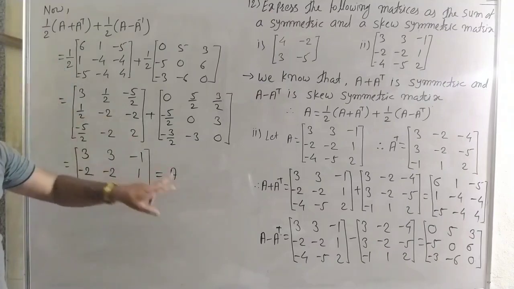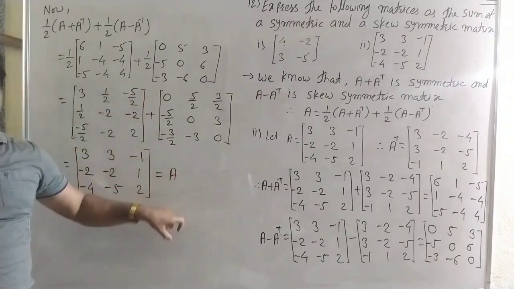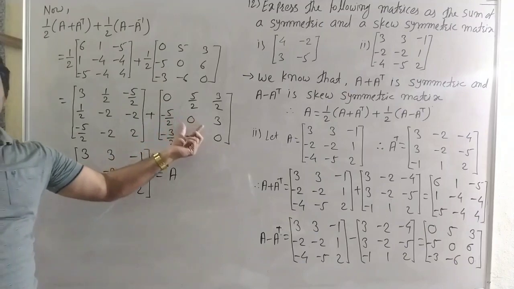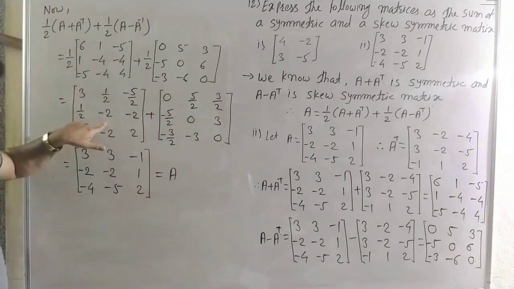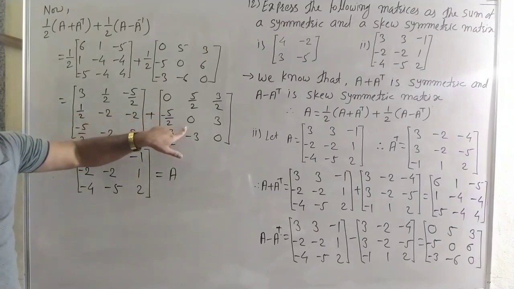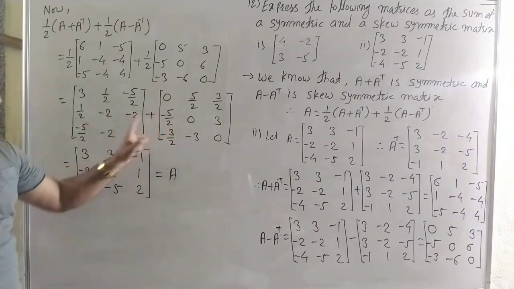That means matrix A is the addition of a symmetric and a skew symmetric matrix. Matrix A is the addition of these. It is a symmetric matrix and it is a skew symmetric matrix. Okay, addition of these two matrices.